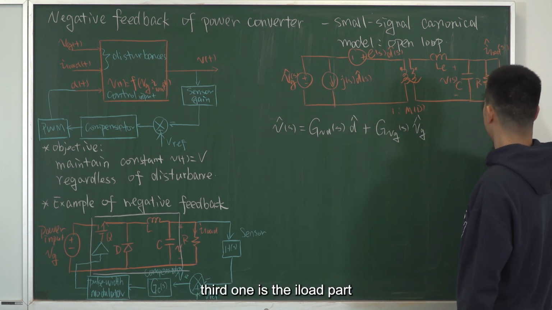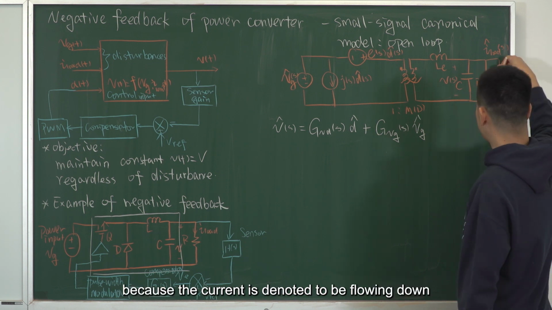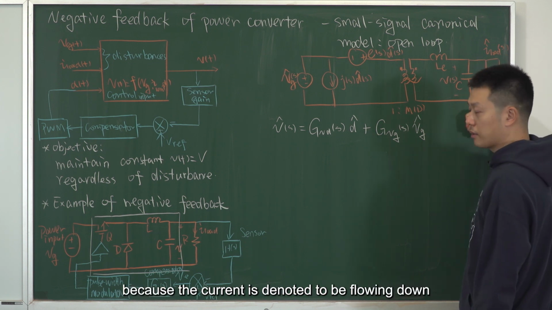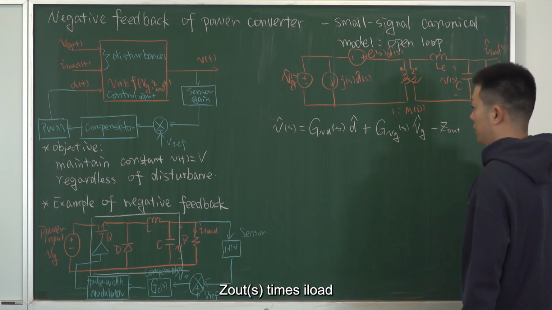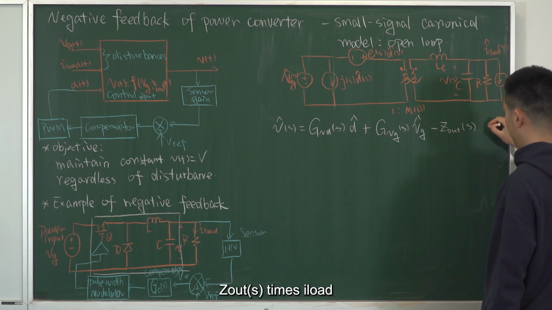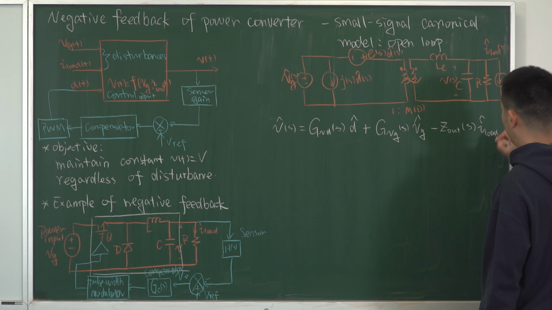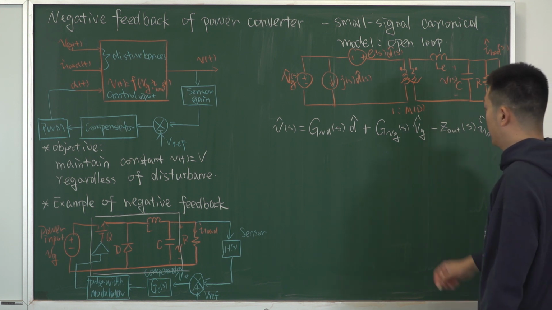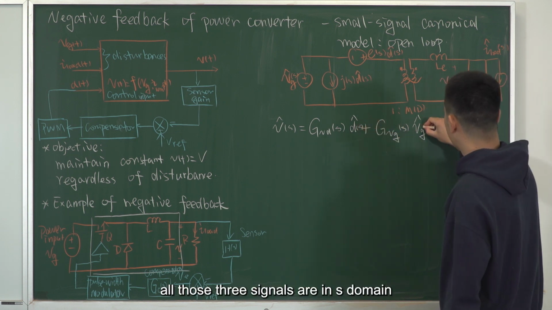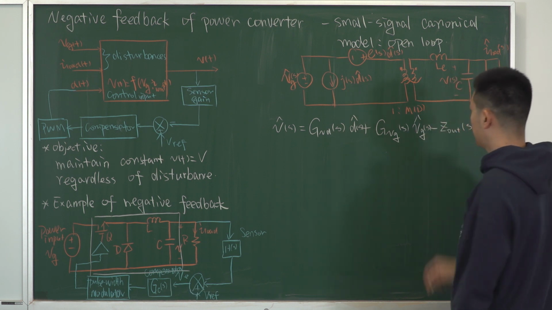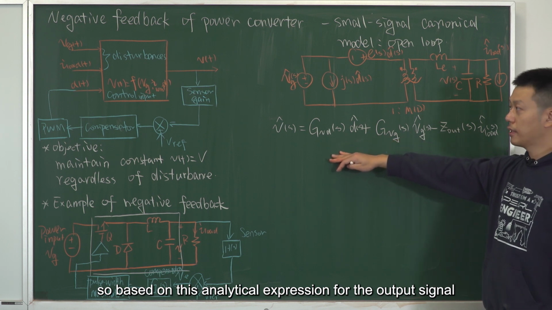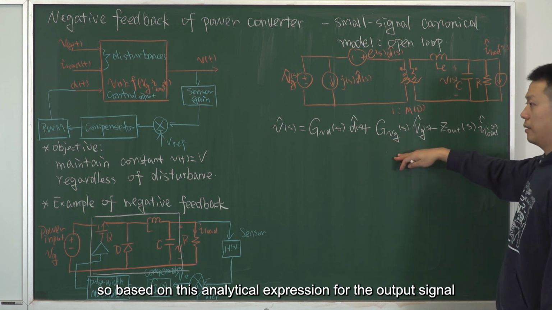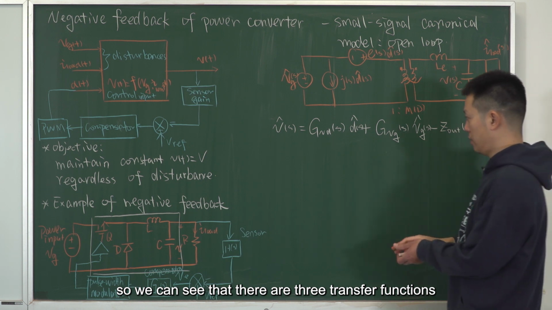Third one is the i load part. Because the current is denoted to be flowing down, we use a minus sign here: Z out times i load. All those three signals are in the S domain. So based on this analytical expression for the output signal, we can say that there are three transfer functions.